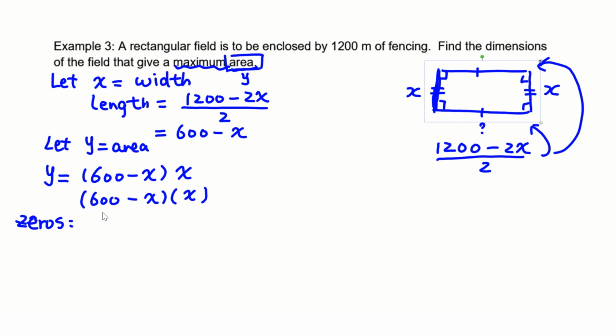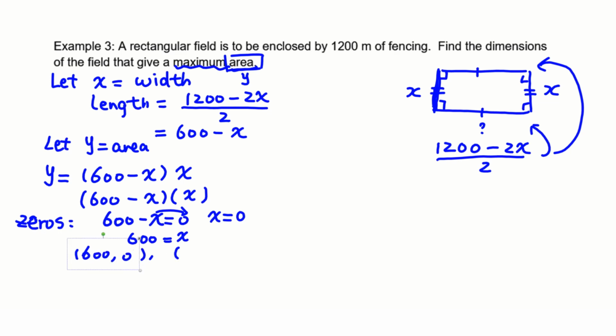These zeros mean y equals 0, then each bracket equals 0. So 600 minus x equals 0, or the other bracket x equals 0. Move the x to the other side to isolate x. So we are going to have positive x equals 600. So you have the zeros 600, 0, and also 0, where x equals 0, y equals 0.